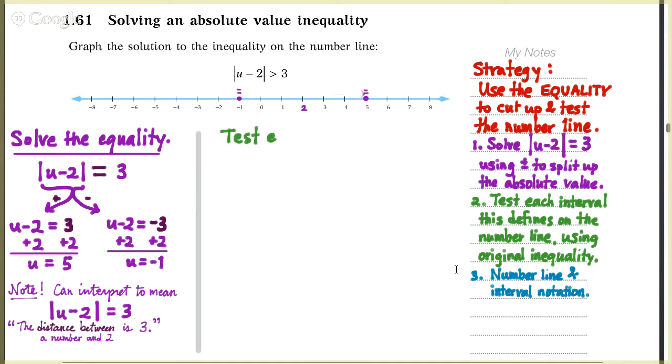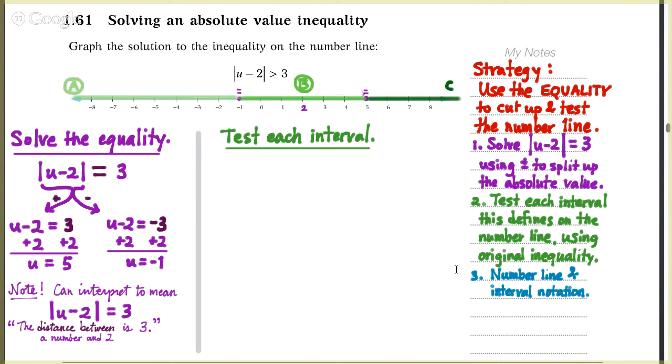Okay, so we know where equals is the case. What that does for us is it cuts up the number line into 3 pieces, 3 intervals. And our job now is going to be to test each one of those 3 intervals to see if numbers which lie in that interval solve this inequality or not.